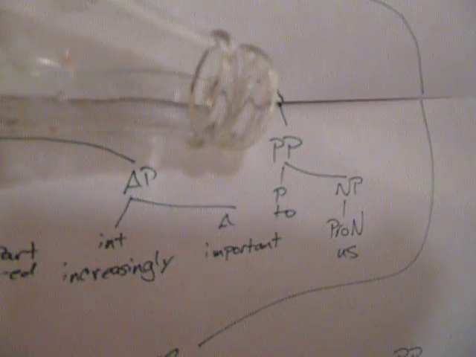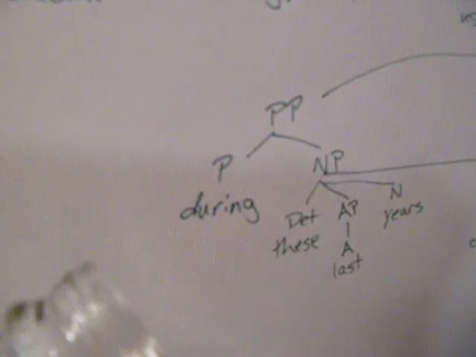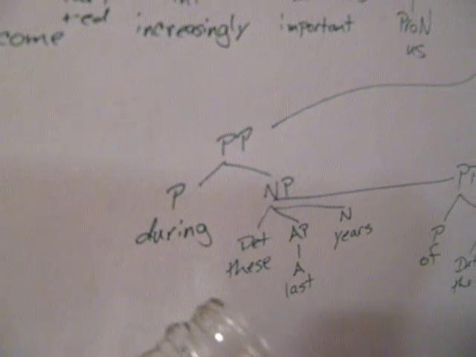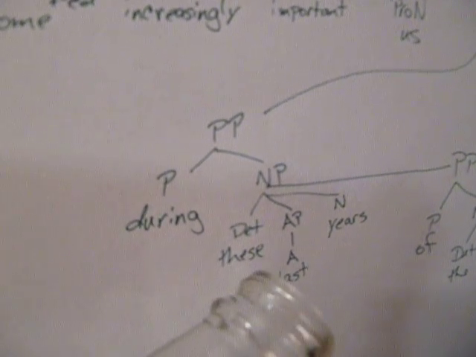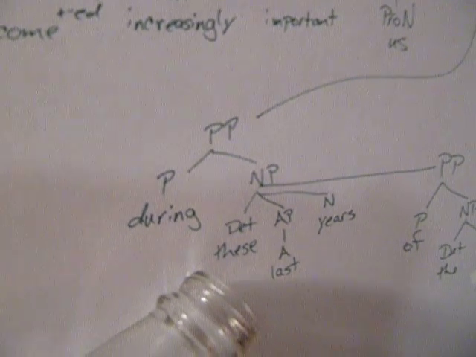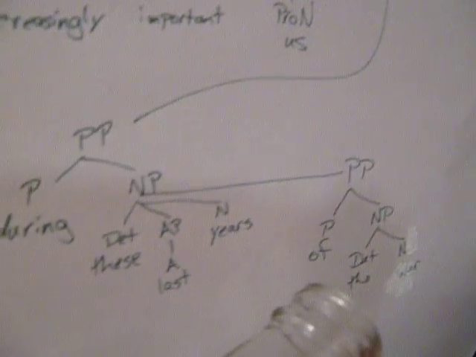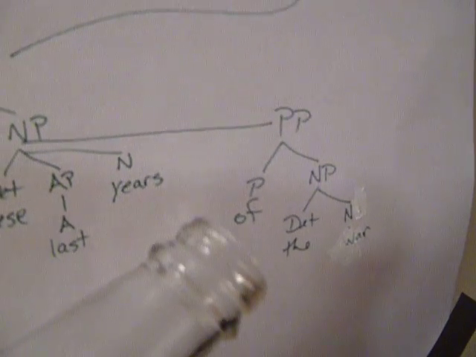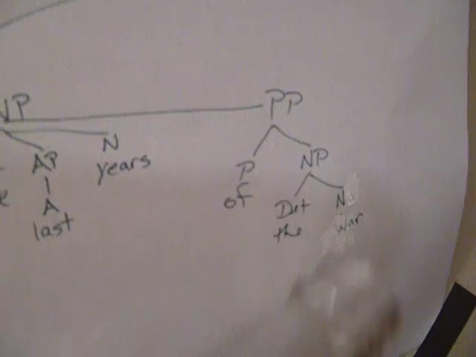Then you have your prepositional phrase, to us. Then off of this you have another prepositional phrase that's going to tell you time. Prepositional phrase, during these last years. So you have your adjectival phrase. These is a determiner because it tells you which years. You have your prepositional phrase, of the war.